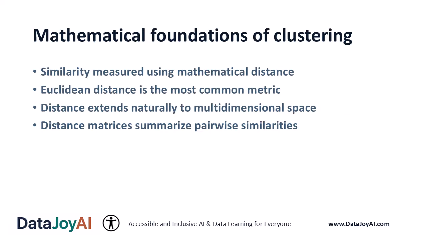Mathematical foundations of clustering. Clustering relies on mathematical distance to measure similarity. The chapter revisits the Pythagorean theorem to show how Euclidean distance works. This distance becomes the backbone of clustering because it tells us which points are close enough to belong together. Distance matrices summarize these relationships and guide clustering algorithms.